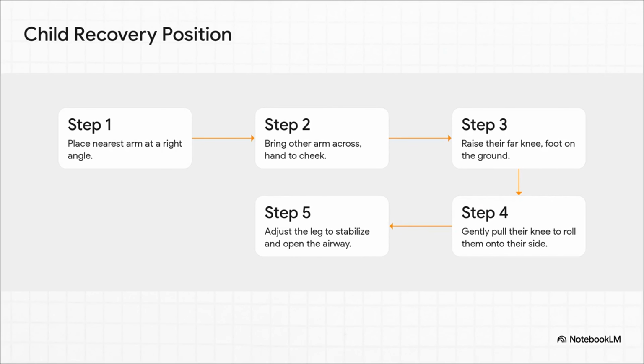It's a really simple 5-step dance. First, you kneel beside them and put their nearest arm out at a right angle. Second, you bring their other arm across their chest and just rest the back of their hand against their cheek. Third, you lift their far knee up so their foot is flat on the ground. Fourth, you just gently pull on that knee and they'll roll right over towards you. And fifth, you just make a little adjustment to their top leg to make sure they're stable, and you tilt their head back one last time to keep that airway nice and open.